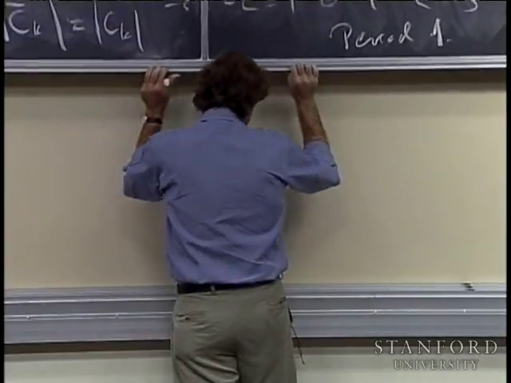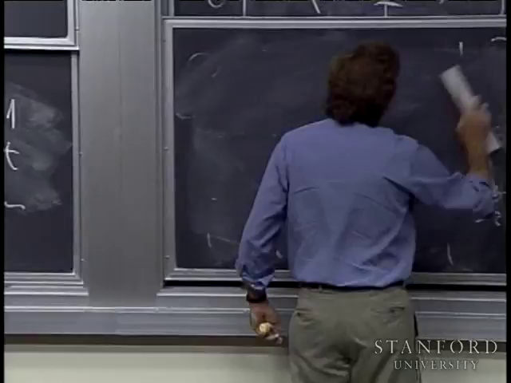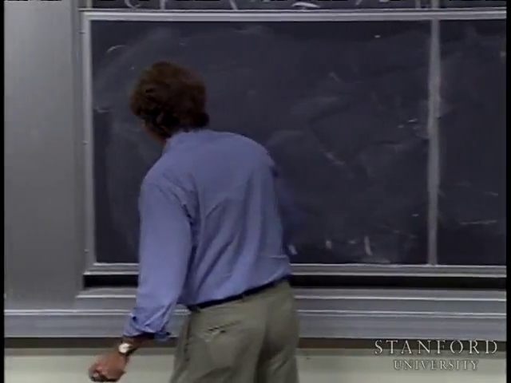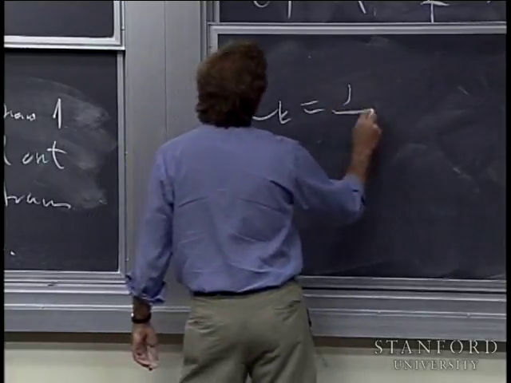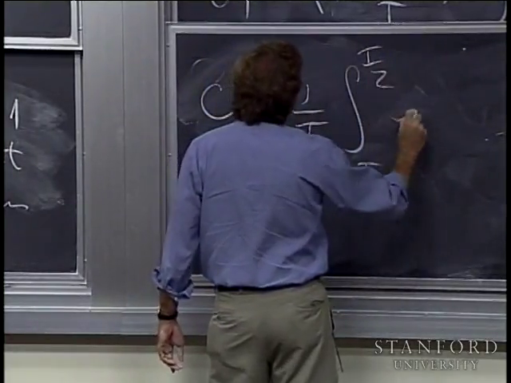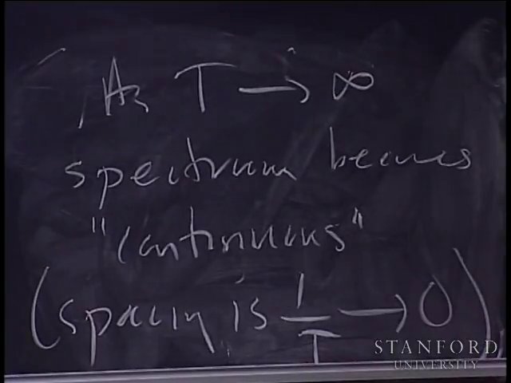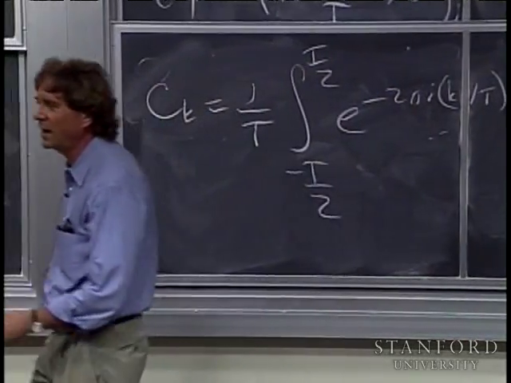Now, what's the formula for the coefficient here, once again? Let me just start now, one thing at a time. Let me write down the formula for the coefficient. C_k is 1 over T times the integral from minus T over 2 to T over 2 of e to the minus 2 pi i k t over T, f of t, dt. This is the definition for the Fourier coefficient when the function has period T. Okay? All right, now, I want to let T tend to infinity here, and use this as a way of passing from periodic to non-periodic phenomena.